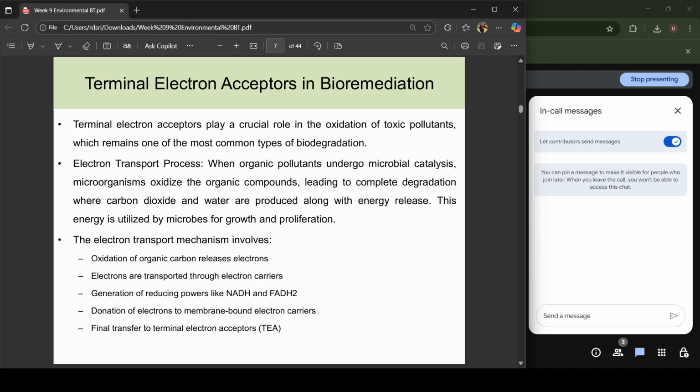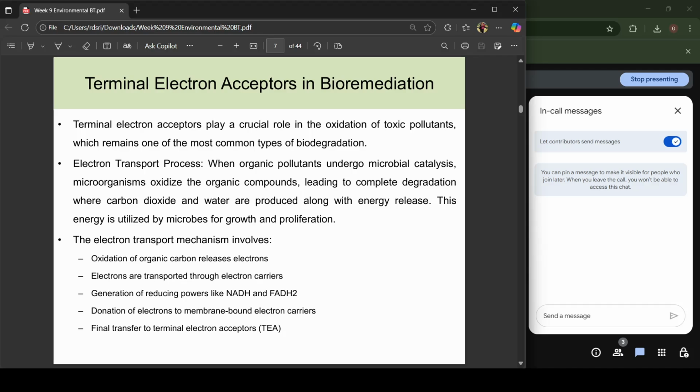Coming to the electron transport process, when organic pollutants undergo microbial catalysis, microorganisms can oxidize the organic compounds, which causes complete degradation. Here, carbon dioxide and water are produced along with energy release. This complete degradation is known as mineralization. This energy is utilized by the microbes for growth and proliferation. So they use these pollutants as substrate for producing energy, and that energy is used for growth and proliferation.